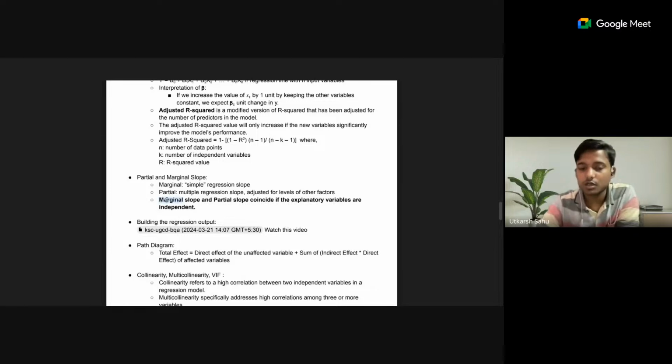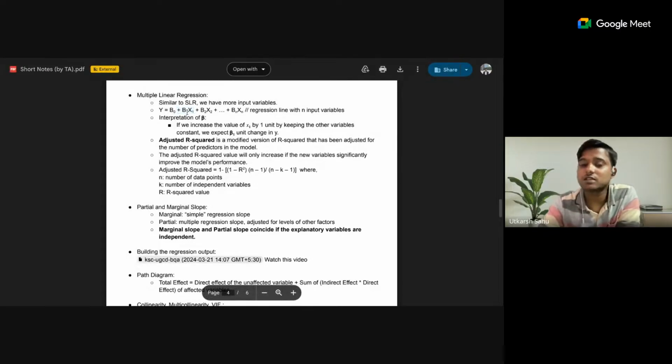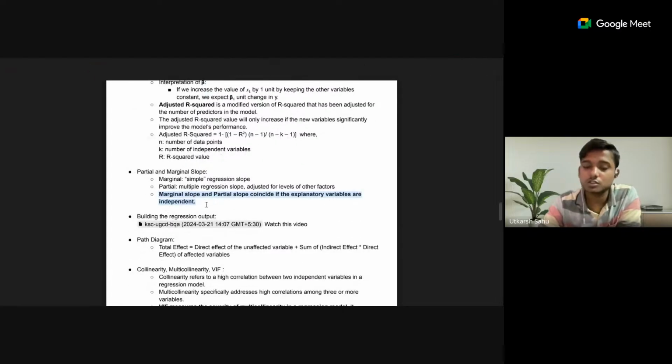Now this statement is very important. Marginal and partial slope coincide if explanatory variables are independent. That means x1 has nothing to do with x2. Then this b1, b2 will be the same if I do a simple linear regression between y and x1. So I will still get b1 here, and if I do multiple linear regression I will still get the b1 if they are independent. Independent is between x1 and x2. If they have some amount of interdependence, they are not independent, then simple linear regression slopes cannot come in multiple linear regression. So know this statement, marginal slope, partial slope.